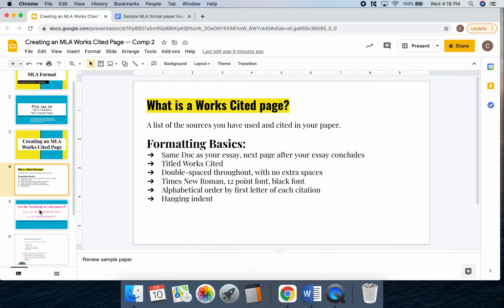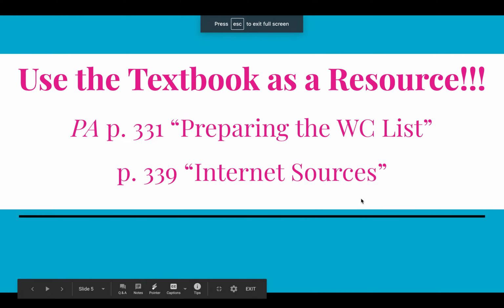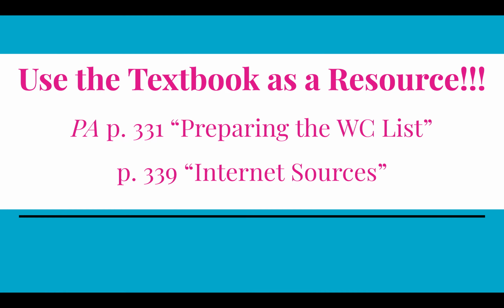Now, how do you actually build those Works Cited entries with the different sources within them? Well, once again, the textbook is an excellent resource. It's very easily organized. Beginning on page 331, you have the section Preparing the Works Cited list that talks you through all the different types of sources you might encounter and what to do in special circumstances. So there may be circumstances like more than one author, no author listed. The textbook has those as examples.